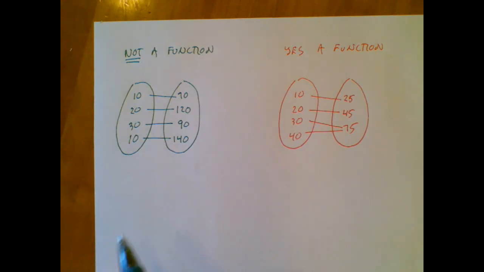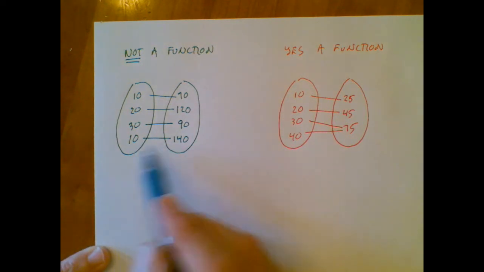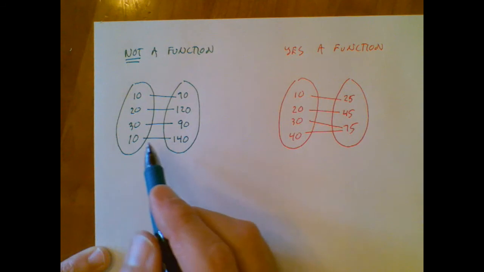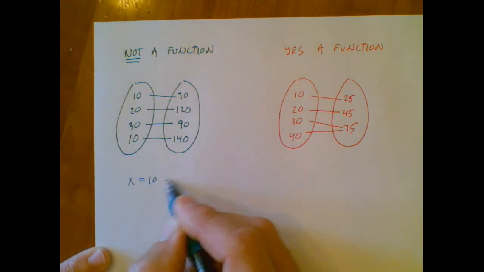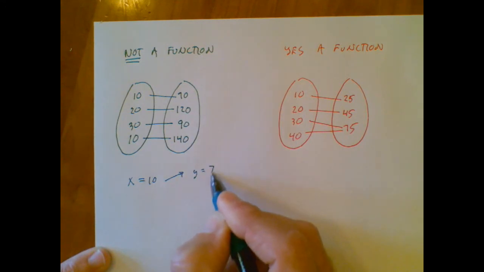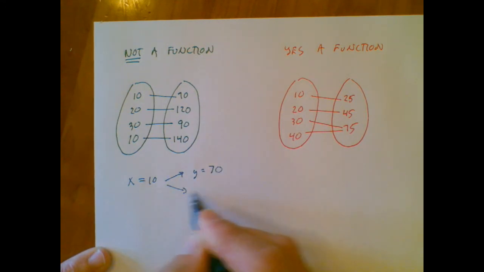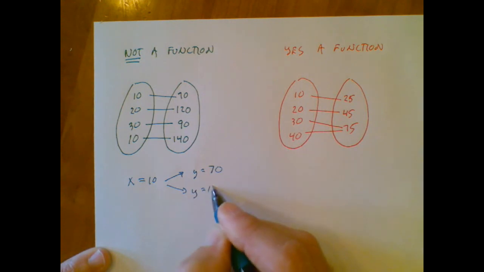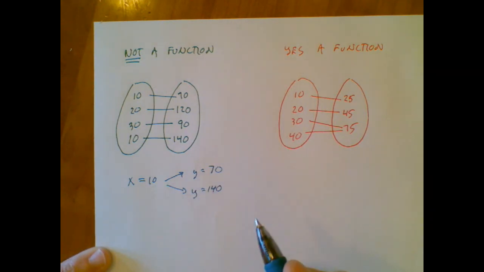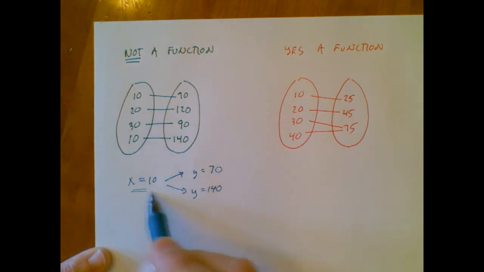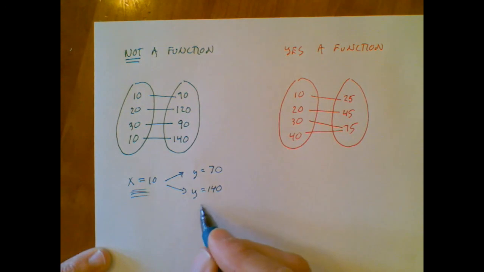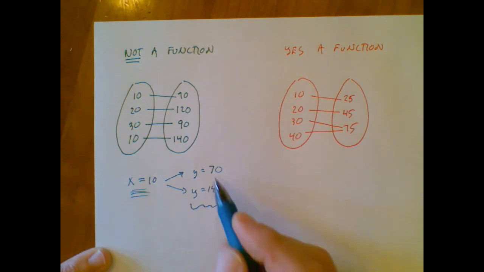I'm going to give you one more set of examples of what would be a function and what would not be a function. This one is not a function because if you take a look, an x value of 10 leads to a y value of 70, or an output of 70, but it also leads to a y value of 140. So we've broken the rule that says any input or x value can only have one output. Here it has 2 different outputs, so it's no good.